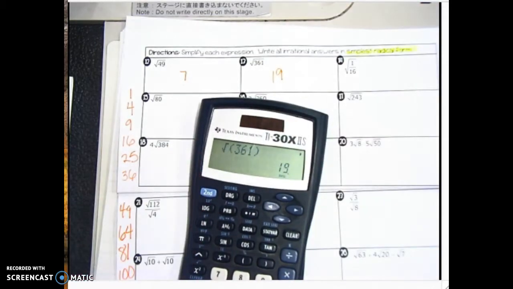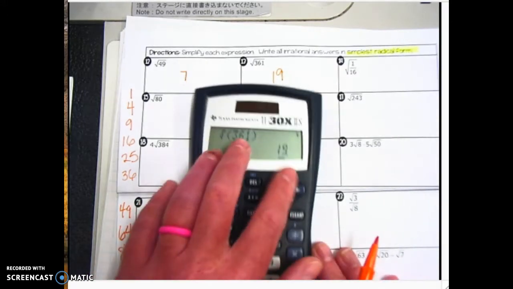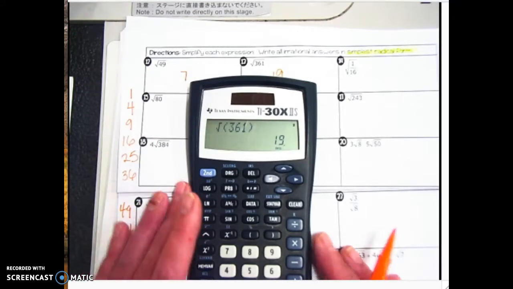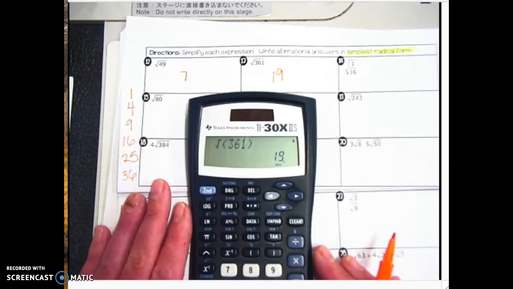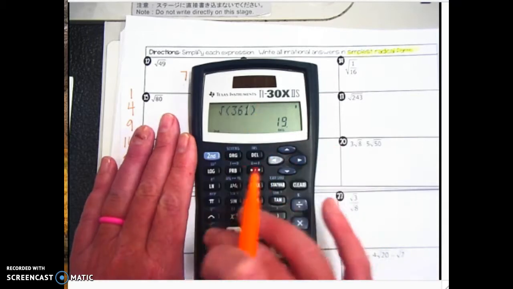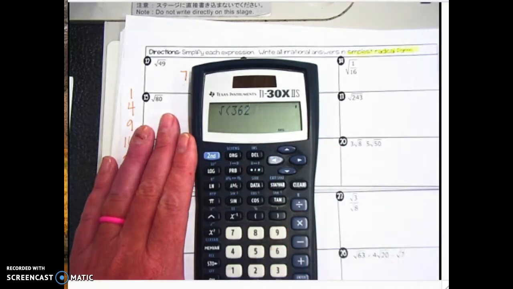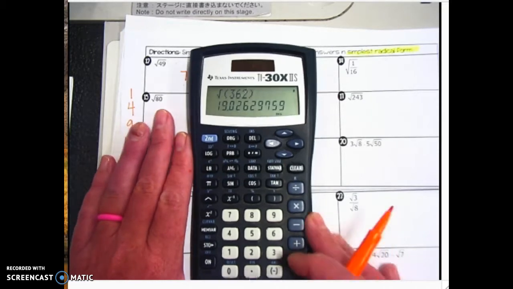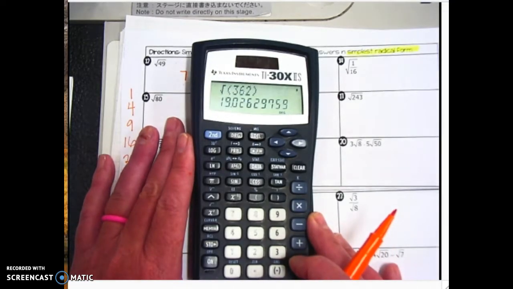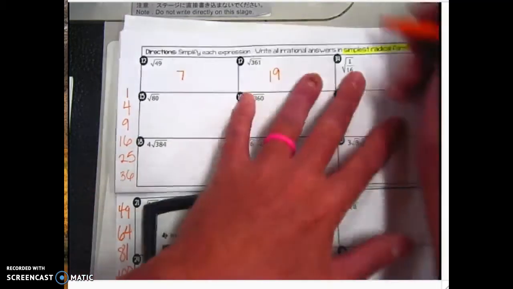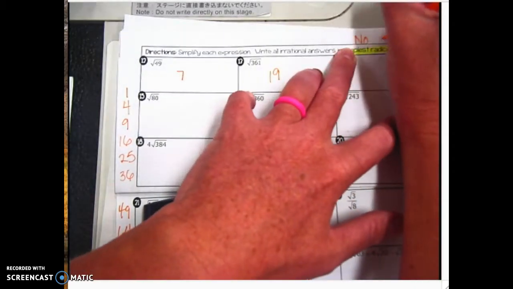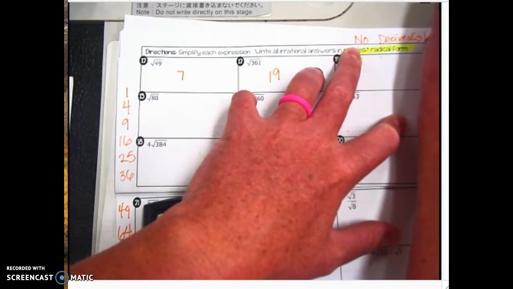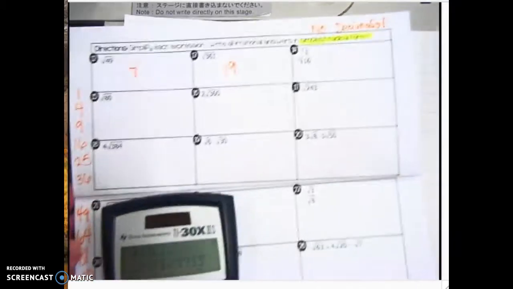If it's a nice number like that that doesn't have numbers after the decimal point, just write it down. But if you took the square root of 362, watch what happens. Big old decimal. So they don't want that. They don't want decimals. That's what simplest radical form means. No decimals. Shrink it just a tad.